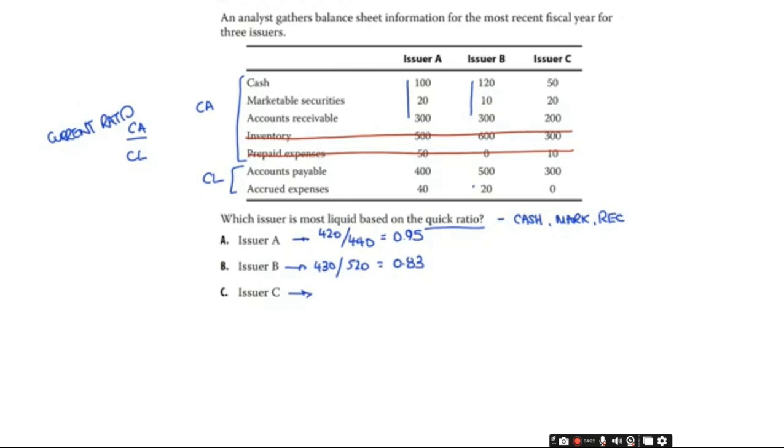And for C, 270 over 300. That's going to be 0.9. We are looking for most liquid. Most liquid is highest. So it's going to be issuer A.